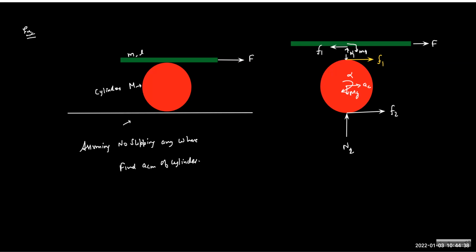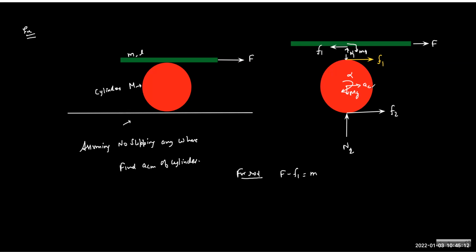So alpha is equal to F by (M plus 2m) by 2m into R, and the acceleration means F by M plus 2m. Sorry, capital M plus small 2m. Okay, so let's write the laws of motion for the rod. It is fairly simple. F minus F1 equals M into A. Now that A is very interesting. It's very easy to find.